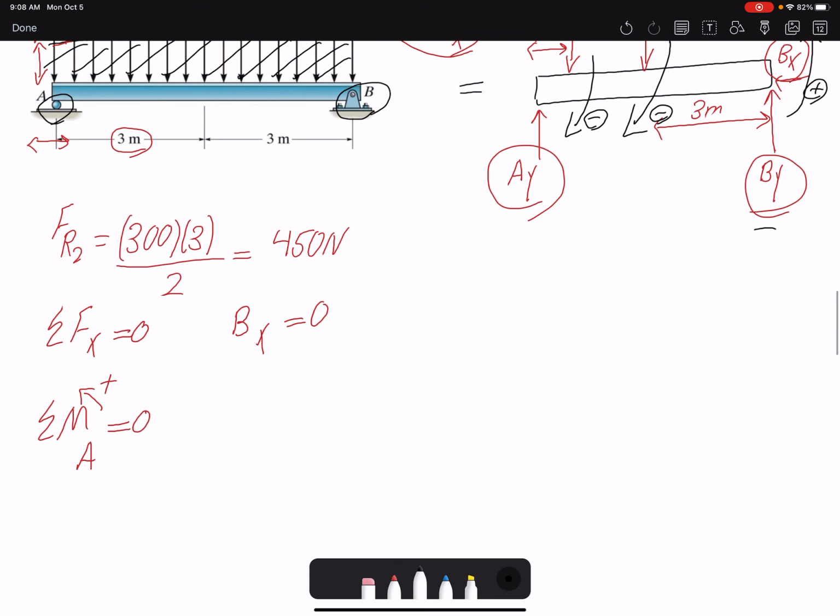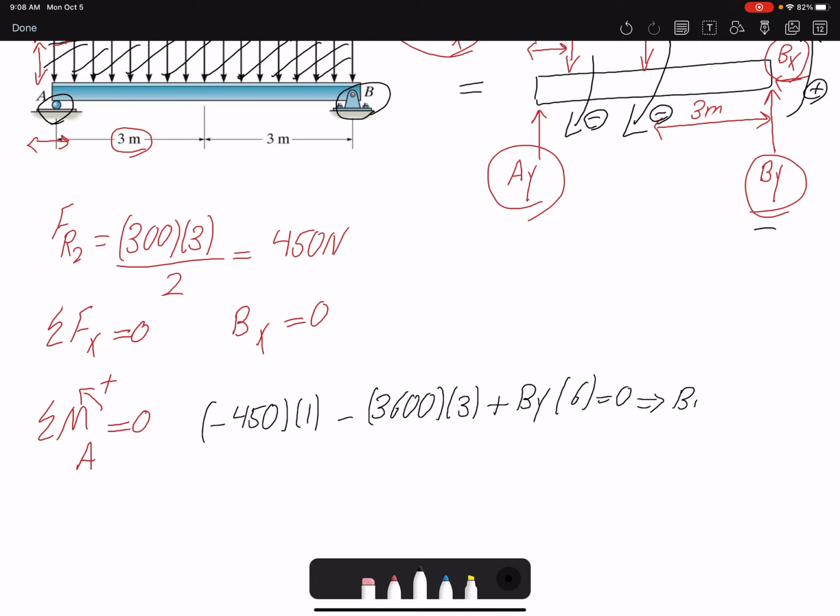So FR2 is 450. Moment arm, only 1 meter. Then the second one is FR1, 3600, moment arm is 3. BY, create a positive moment, moment arm 6 equals 0. I have 1 unknown, so BY is 1875 Newton.